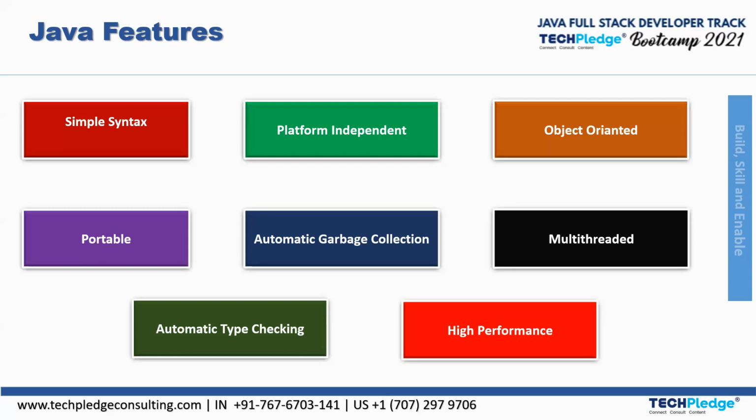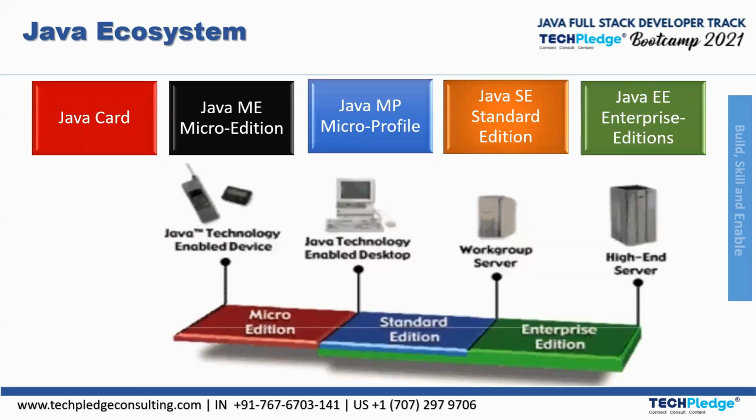So next is the ecosystem. What do I mean by this? That Java has had several additions as it went on progressing. Several additions came up for its specific purposes.